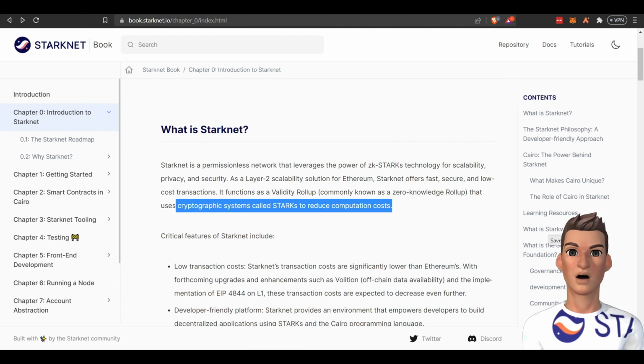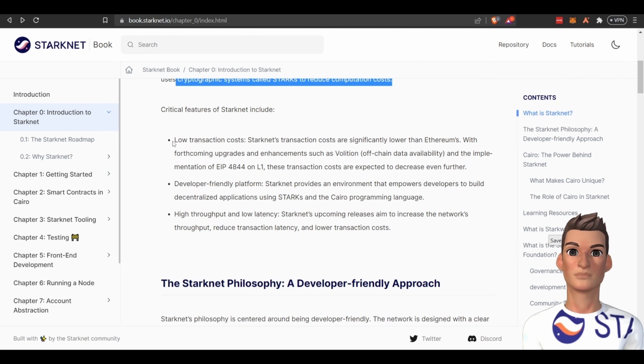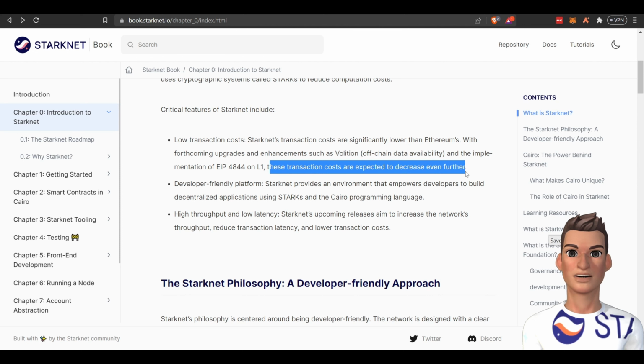So if we head back over to their website here, the features of this Starknet include low transaction fees. So obviously, they've got to be significantly lower than Ethereum. It looks like there are some upgrades coming, so these transaction costs are expected to decrease even further.